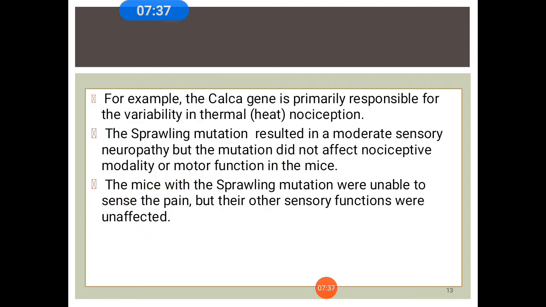For example, the CALCA gene is primarily responsible for the variability in thermal nociception. The Sparlong mutation resulted in a moderate sensory neuropathy, but the mutation did not affect nociceptive mobility or motor functions in the mice. The mice with the Sparlong mutation were unable to sense pain, but their other sensory functions were unaffected.